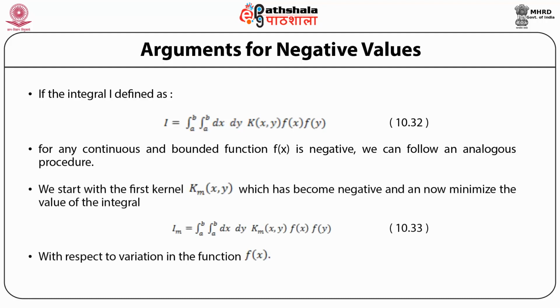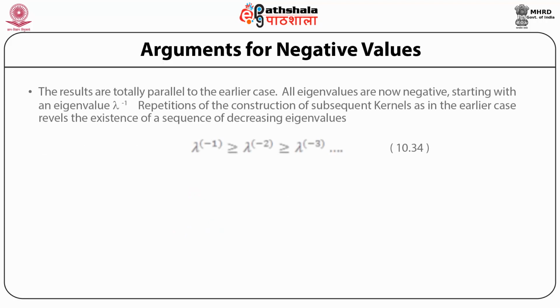We start with the first kernel k_m(x,y), which has become negative, and now minimize the value of the integral Im, equal to a to b over dx and a to b over dy, that is, a two-dimensional integral dx dy of k_m(x,y) multiplied by f(x) f(y). That is, k_m(x,y) is the first kernel that becomes negative. So we minimize this with respect to variation in the function f(x). The results are totally parallel to the earlier case. All eigenvalues are now negative, starting with an eigenvalue lambda_{-1}.